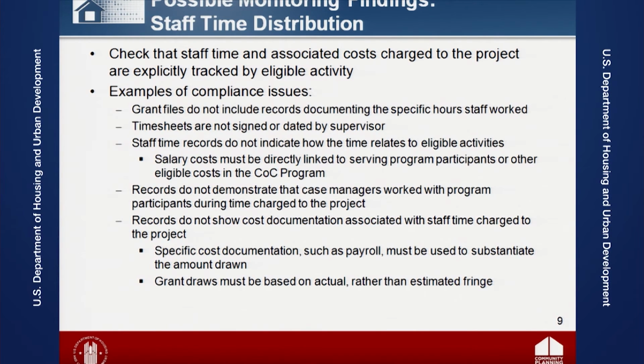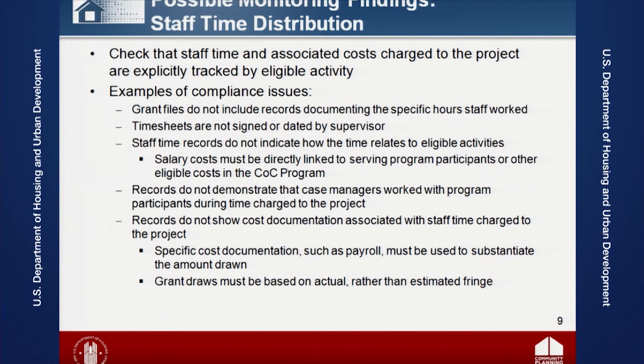Recipients and subrecipients should monitor and ensure that staff time and associated costs charged to the project are explicitly tracked by eligible activity. For staff who perform operations and other functions such as supportive services and/or who work in multiple projects, costs must be split between functions and documented to substantiate how costs were assigned. Some common compliance issues related to staff time documentation are: grant files do not include records documenting the specific hours staff work. Timesheets are not signed or dated by the supervisor. Staff time records do not indicate how the time relates to eligible activities.